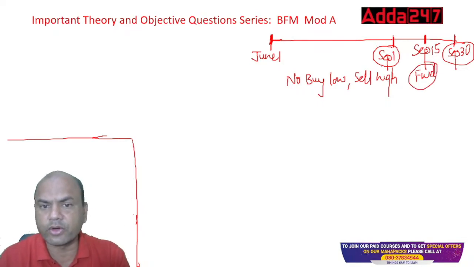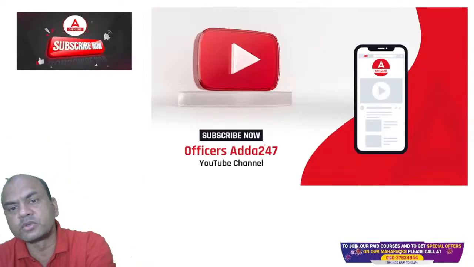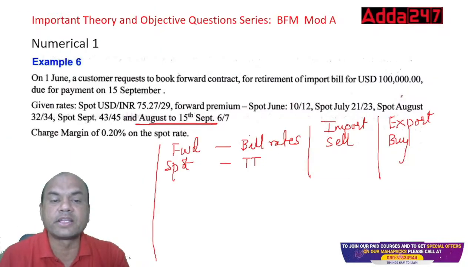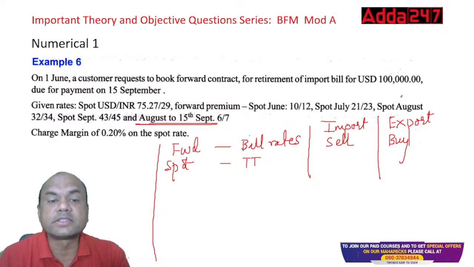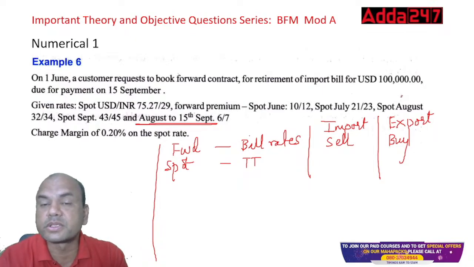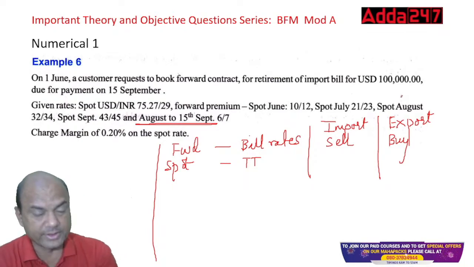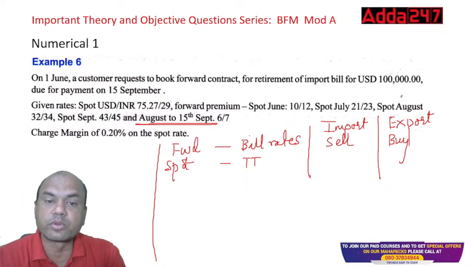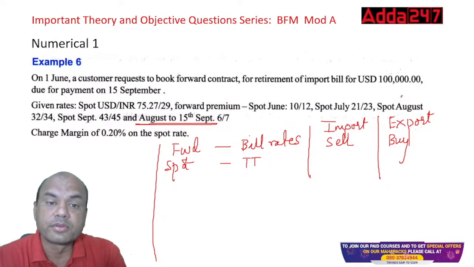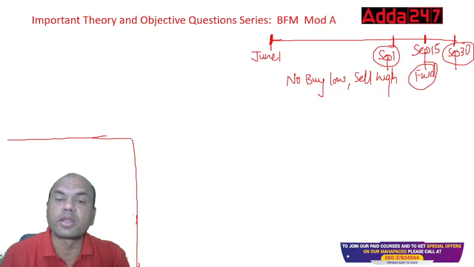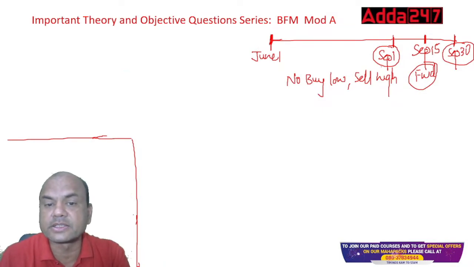Start from June, from the basics. What is the June rate we are having? June spot is given as 75.27, 29. Now I'll ask you the question: is it 75.27 or 75.29? What will I take? It is an import transaction. Let me see in the comment section, we don't have time. It is 75.29. Import means sell, and sell means right side. 75.29, this is the rate I'll be taking.